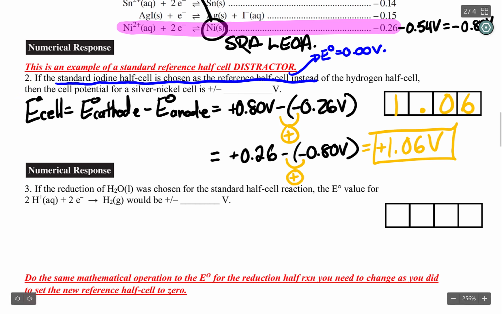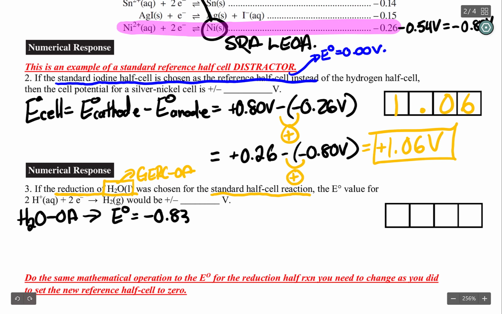If the reduction of water, okay, I'm going to underline that, reduction of water. Now, reduction is gain of electrons, reduction cathode OA. So I'm treating water as an oxidizing agent, not a reducing agent, because it says it underwent reduction. So if the reduction of water was chosen as the standard reference half reaction, then the electric potential for hydrogen would be, okay. So the first thing I would do is go find water as an OA because it's undergoing reduction on my reduction half reaction table, and you will see that its electric potential is negative 0.83 volts.